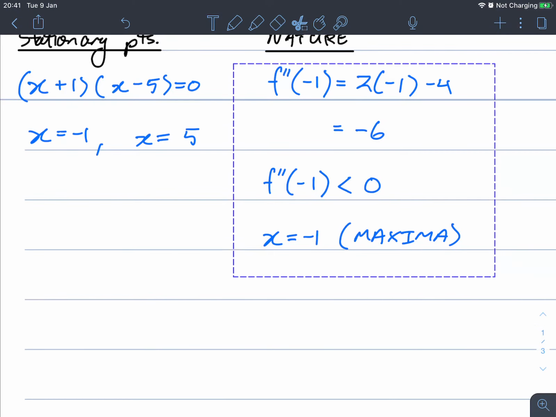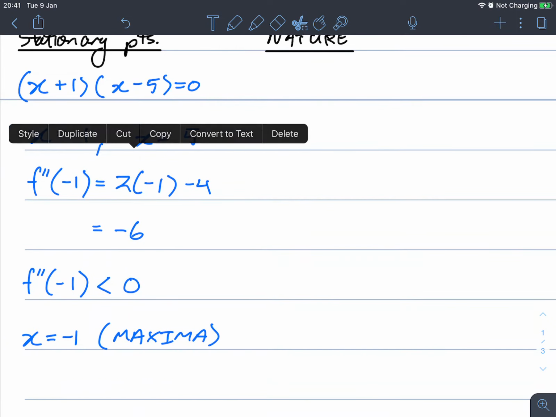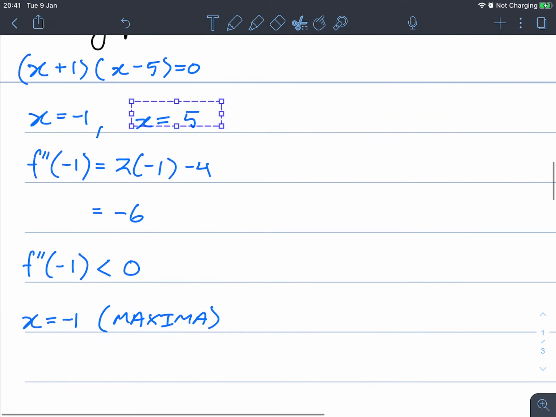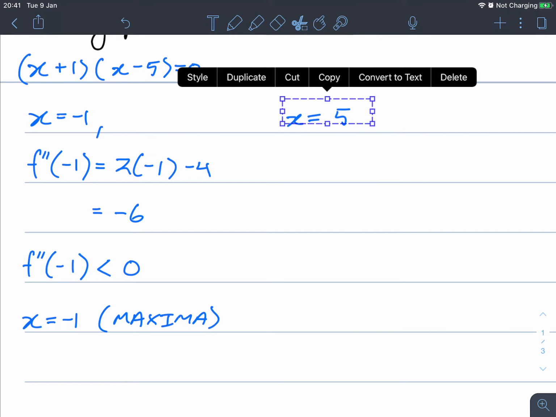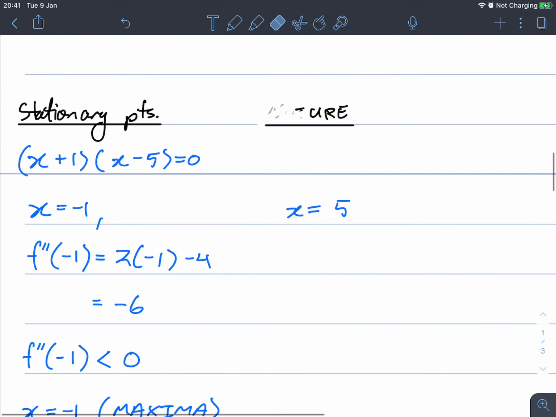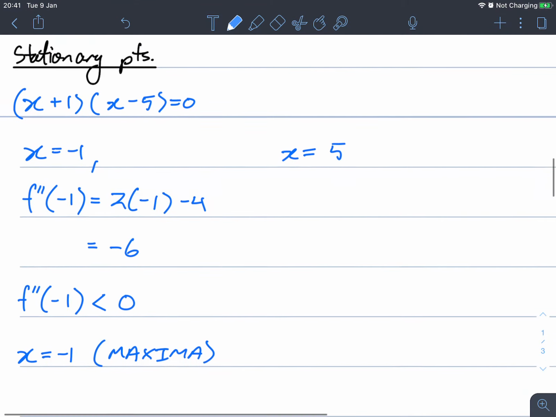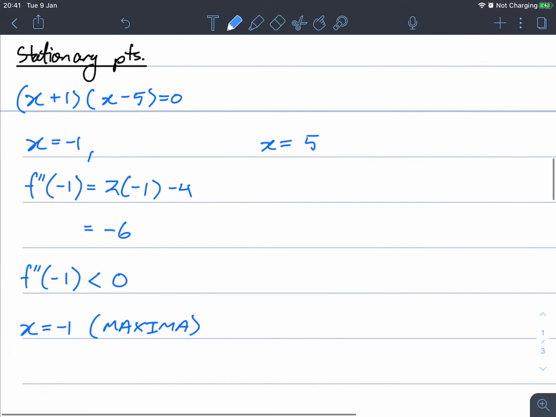Actually, I really should move this below our test here. Let's move this across. And let's just get rid of this, because why not? Let's find now the second derivative.